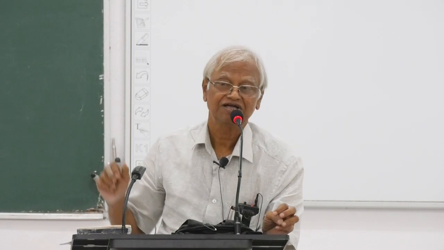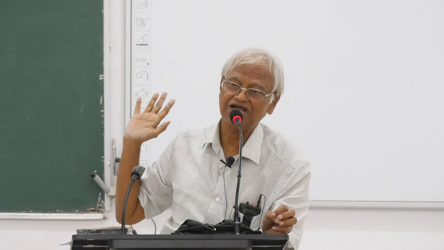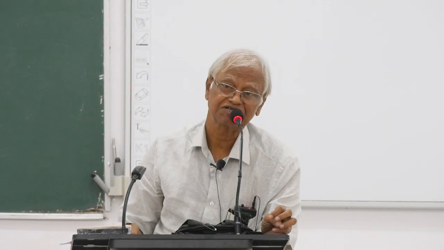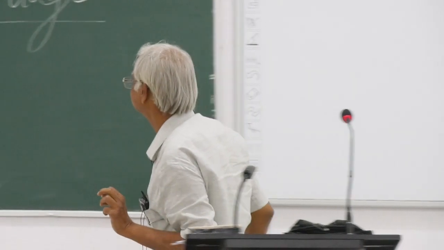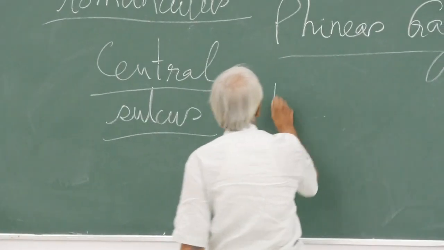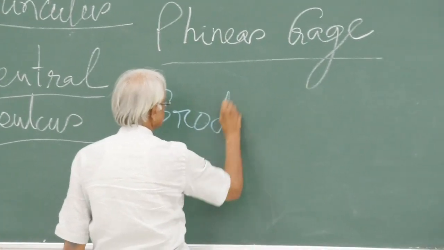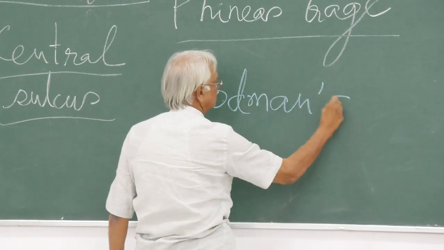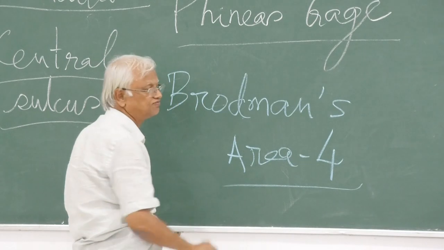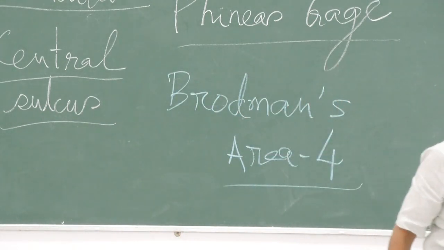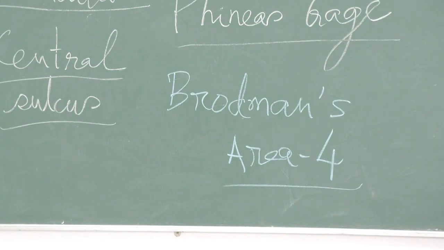So that is the first portion. From behind, the first portion is the precentral gyrus. This is area 4, Brodmann's classification number, area 4. This is called Brodmann's area. That is area 4. This is the precentral gyrus. It's a big place.